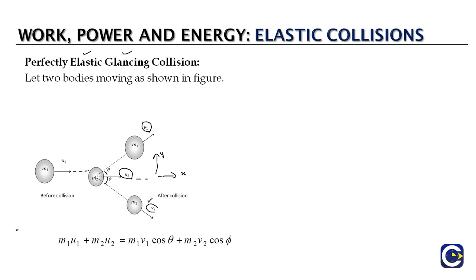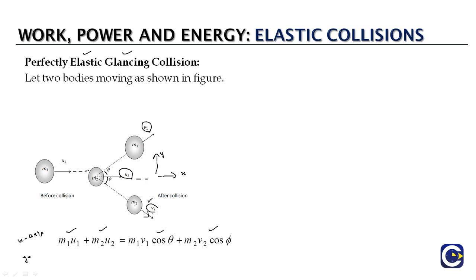So first, when we look at the conservation of momentum along the x-axis, what we would have is the initial momentum of the first particle, m1 u1, plus the initial momentum of the second particle, m2 u2, will be equal to the component of the momentum of the first particle after the collision. That will be m1 v1, but its component along the x-axis will be only m1 v1 cos theta, and the momentum of the second particle after the collision will be m2 v2, but it is along this direction. The component of it along the x direction will be m2 v2 cos phi. So this will be the conservation of momentum relation along the x-axis.